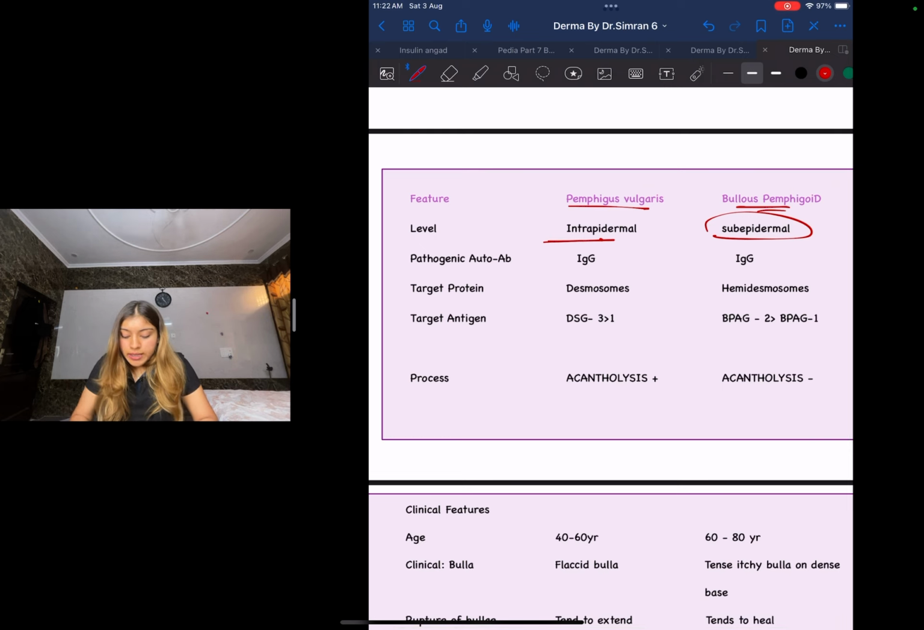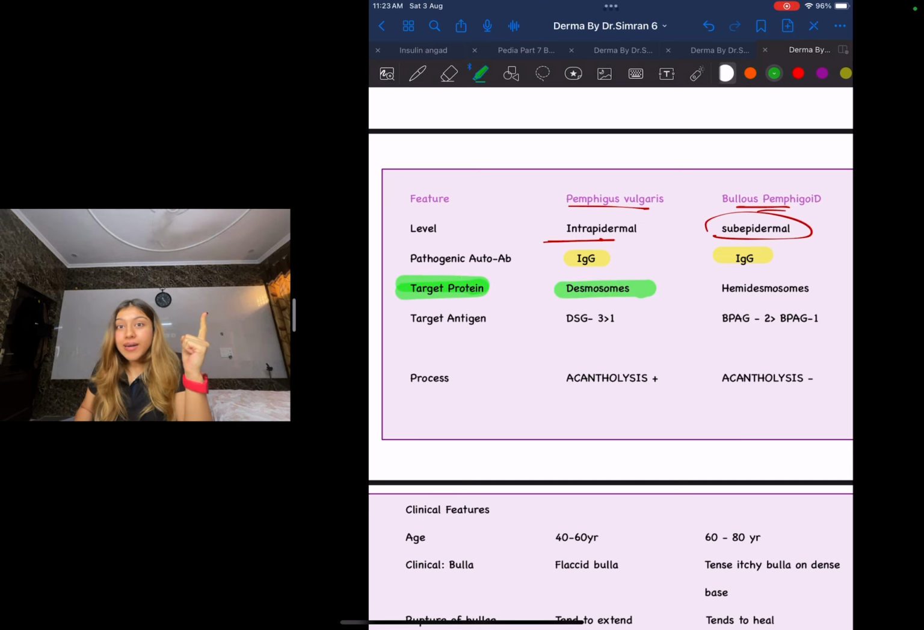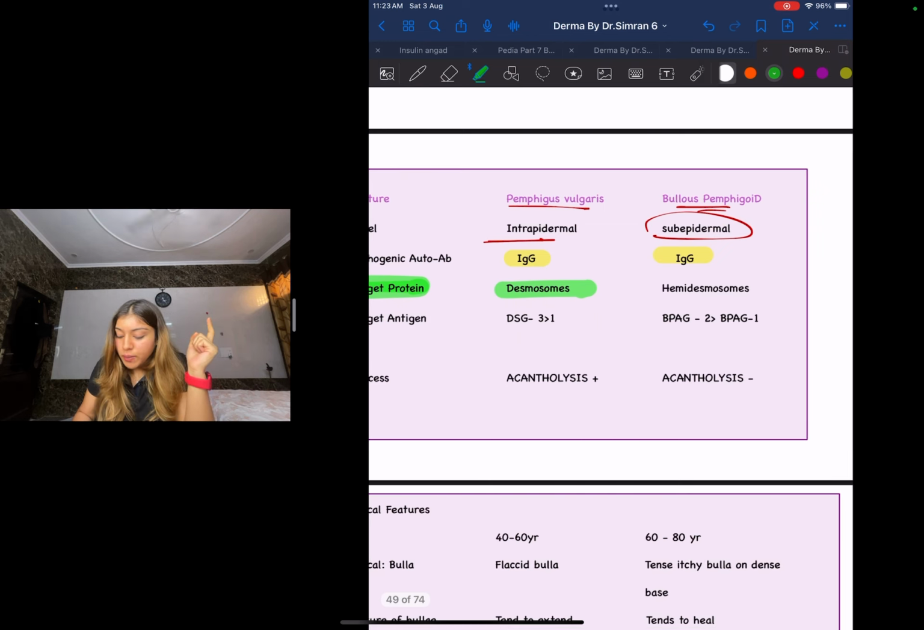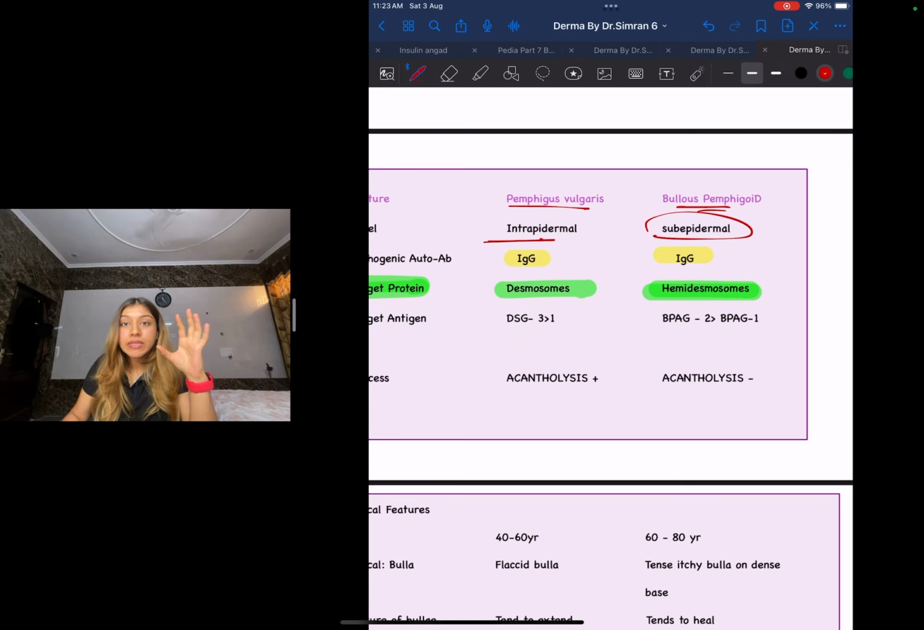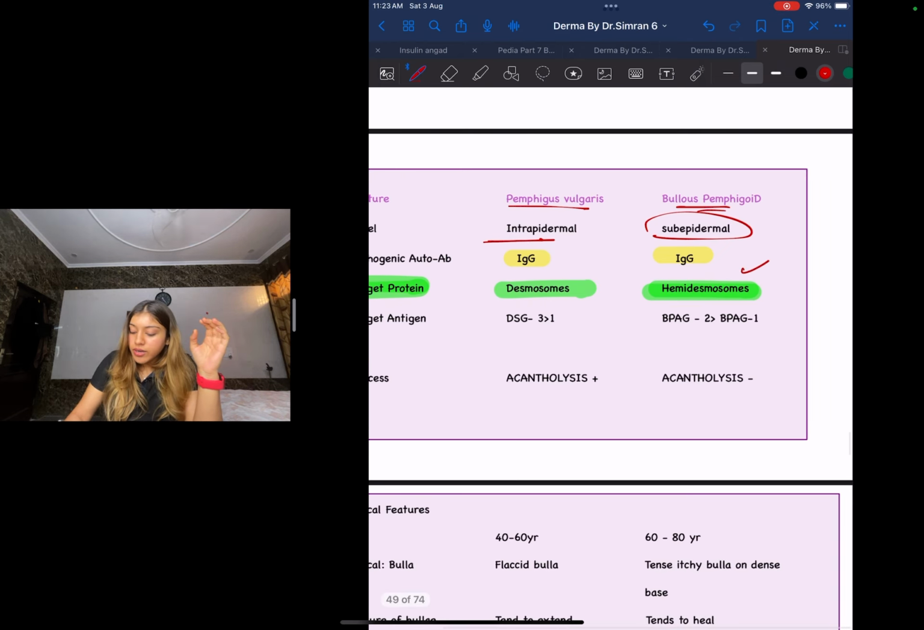Their autoantibodies are going to be the same, IgG. Now guys, if you remember, in foliaceus and vulgaris the target protein was the same, that was desmosomes. But over here it's different. The target protein for vulgaris, as discussed earlier, is desmosomes. But for bullous pemphigoid, it is going to be hemidesmosomes. I hope you remember from the earlier part, hemidesmosomes are present in the basement membrane zone, right? So this is your hemidesmosome.